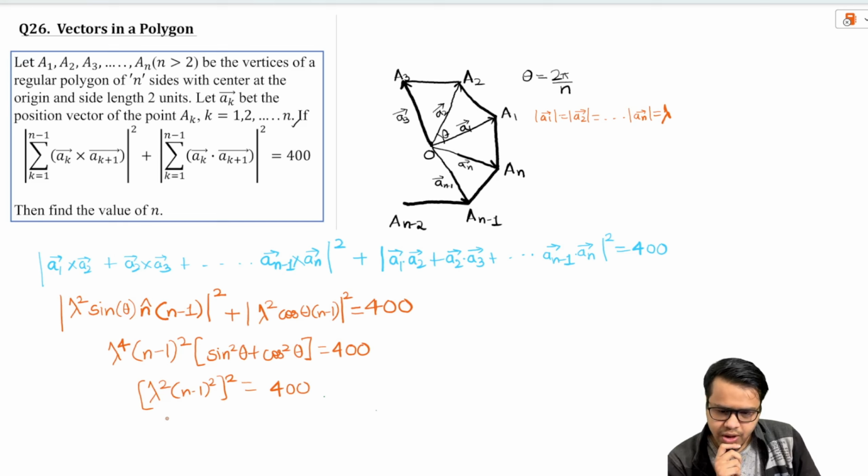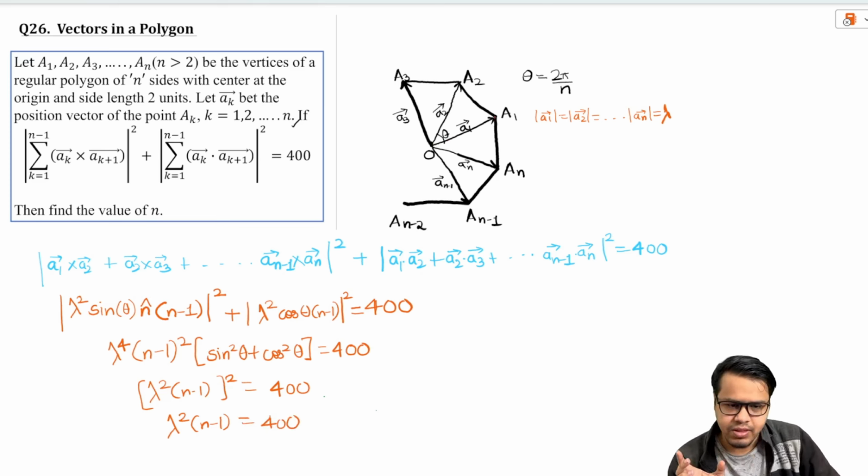So let's take a square root. So we will get lambda square (n minus 1) is equal to 20. Now lambda is this length. Okay, we know the side length. We know this is equal to 2.